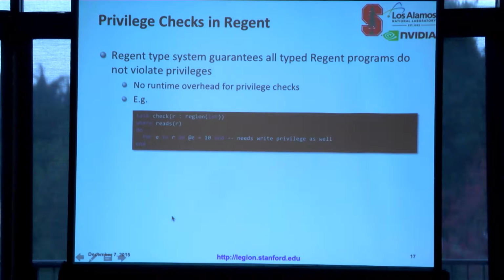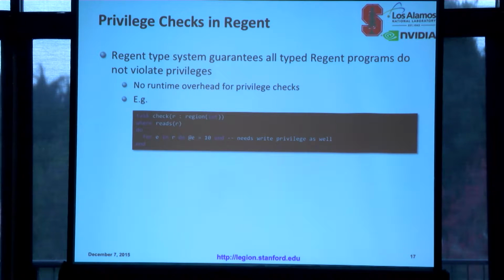But the same check can be done statically with the region compiler, because region has a type system that tells you whether your region application satisfies all the region privileges of the tasks. So once the region application is type checked, then there's no overhead to check the privilege violation.